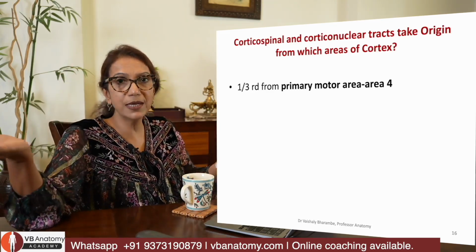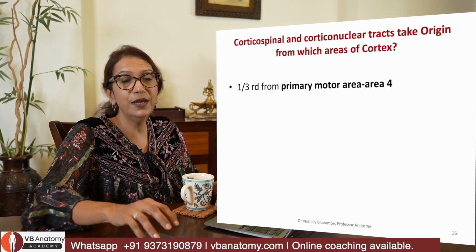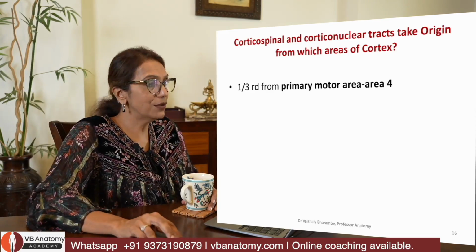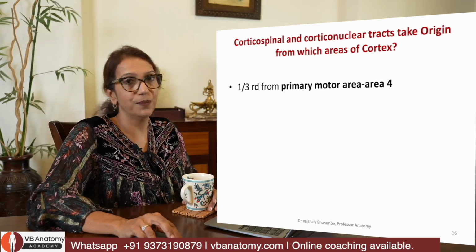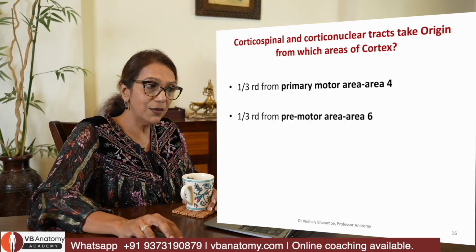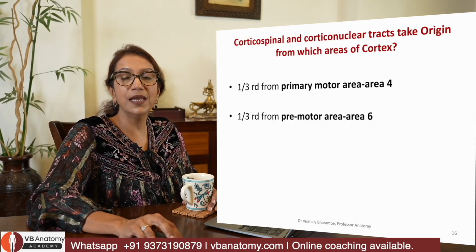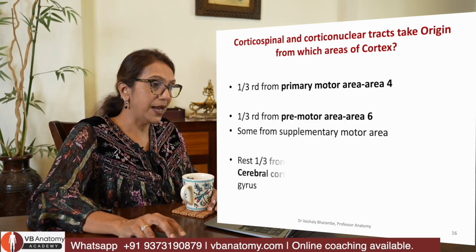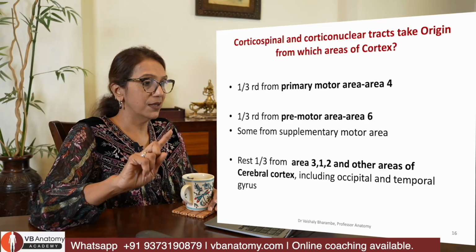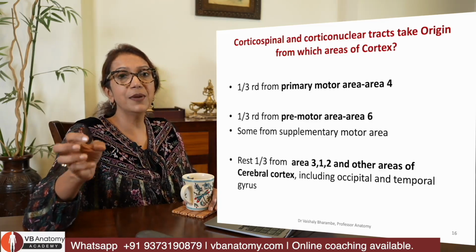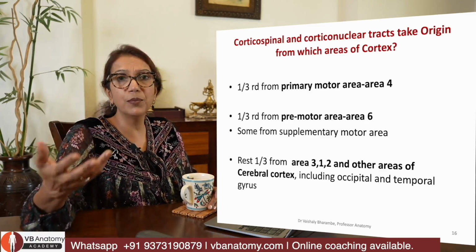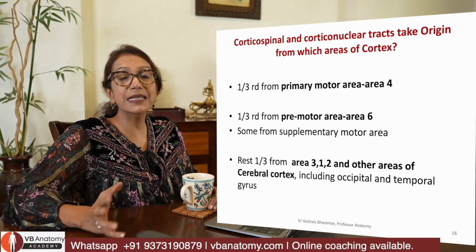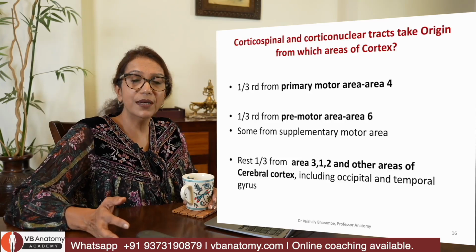Itna bada to cortex hai. Kahan se aayega? Okay. So you have to think that most of these, 1/3 of them come from primary motor area 4. 1/3 come from premotor area, area 6. And the rest 1/3 come from areas 3, 1, 2 or the parietal or temporal gyrus. So what does this mean? Do you understand what I am saying?